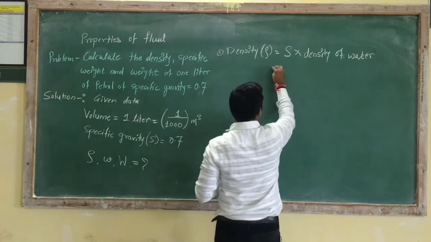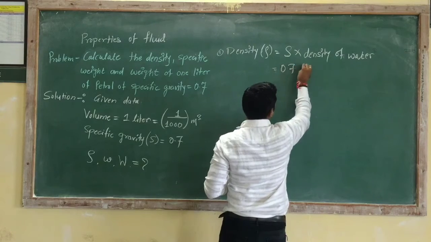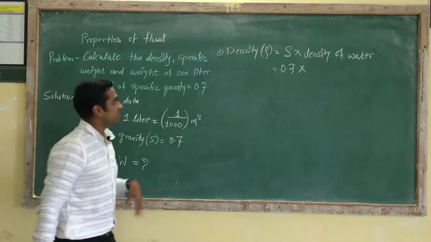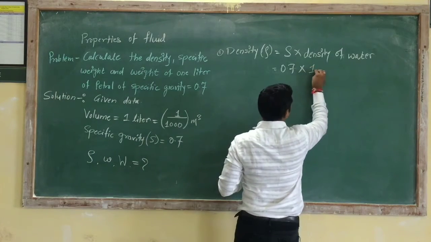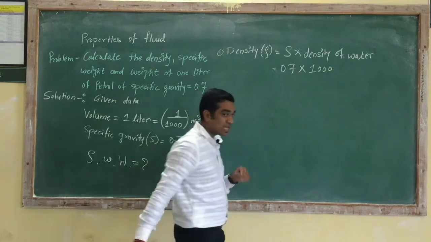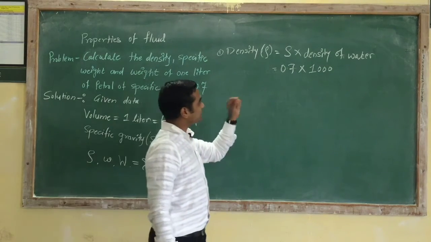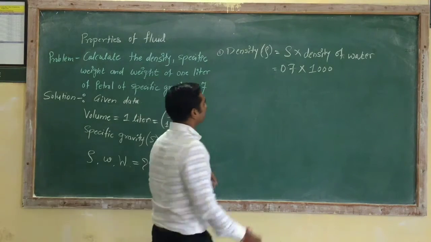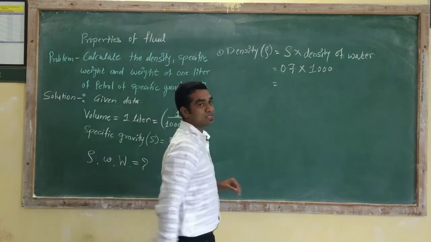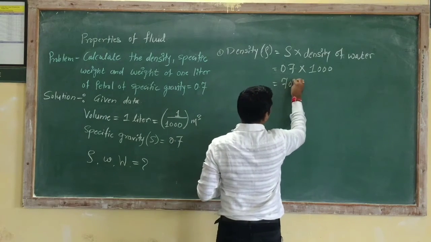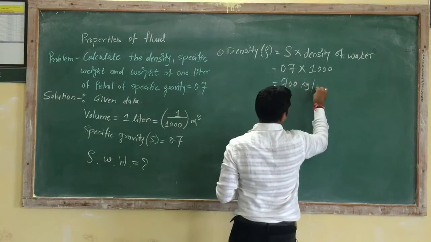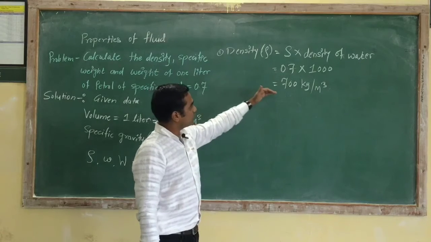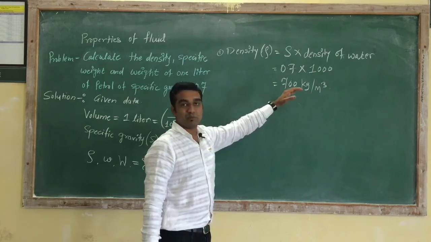Now put the values. Specific gravity is 0.7. It is given. And second, density of the water we already know, 1000. Density of water is 1000 kg per meter cube. Therefore multiplying this, the value becomes 700 kg per meter cube. This is our first answer, that is density. Density is equal to 700 kg per meter cube.